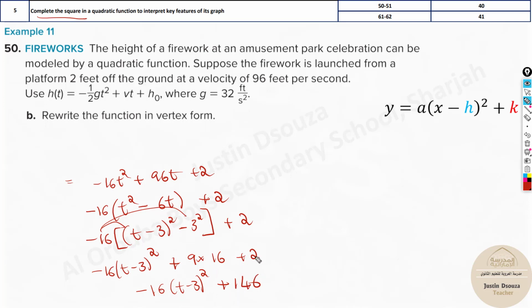Now this is the vertex form. This is basically the vertex form. Now here, whatever is this number, only that number, not the sign. It must be negative. If it is positive, it will be the opposite sign. See over here, minus, and this must be positive itself. That is the x coordinate of your vertex, and the y coordinate will be 146. This is just for understanding.